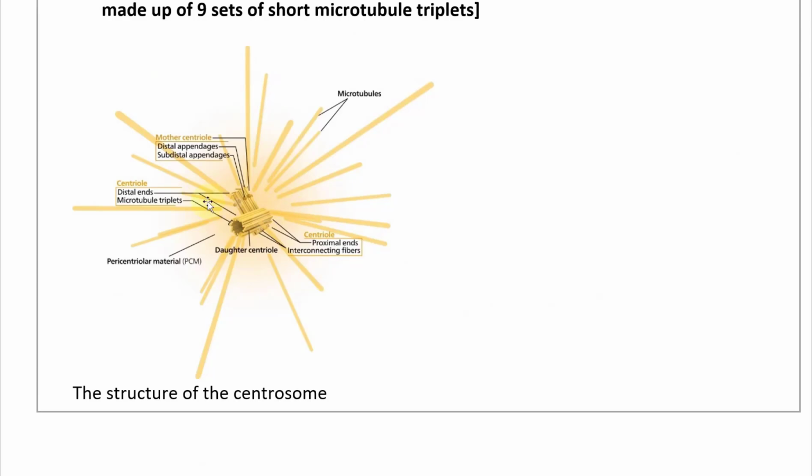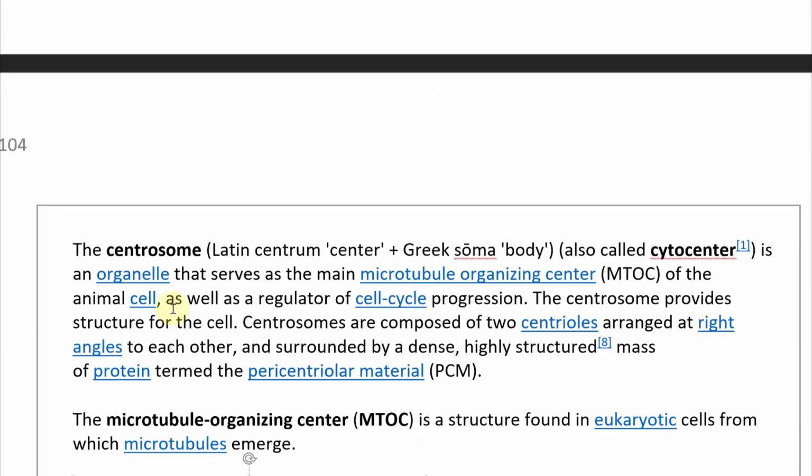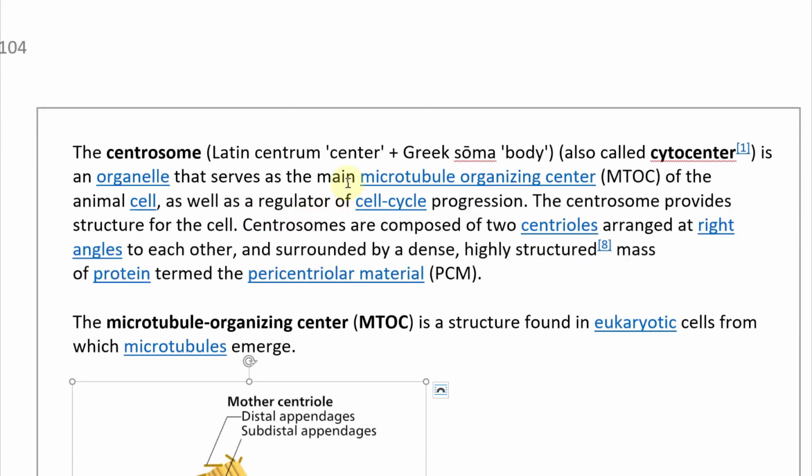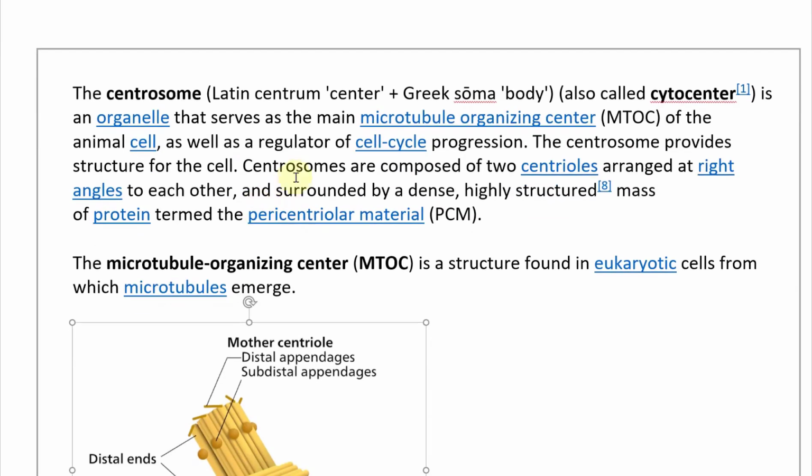So this is the structure of a centrosome. The centrosome is Latin from centrum, or center, plus Greek soma for a body, also called cytocenter. It is an organelle that serves as the main microtubule organizing center, MTOC, of the animal cell, as well as a regulator of cell cycle progression. The centrosome provides structure for the cell.